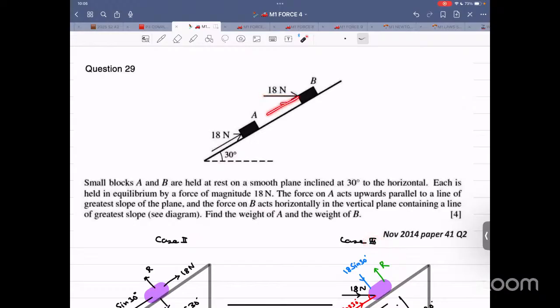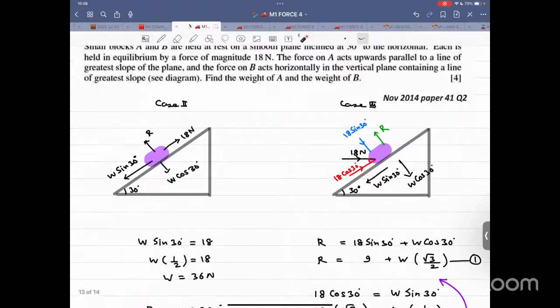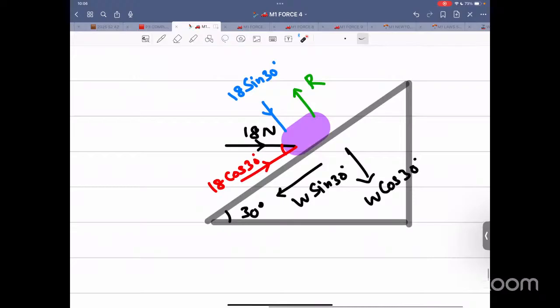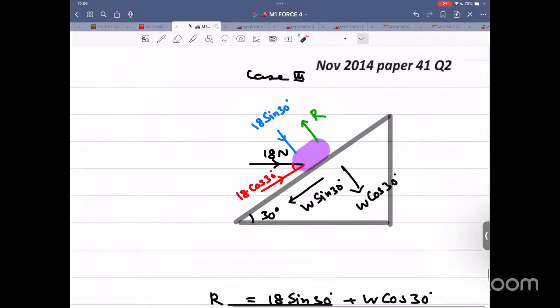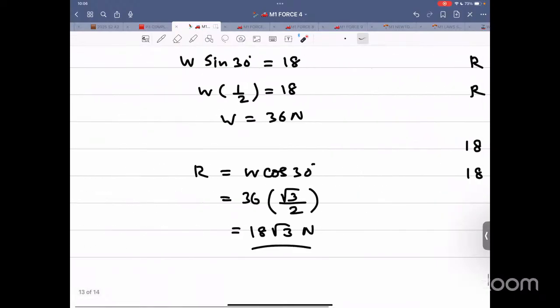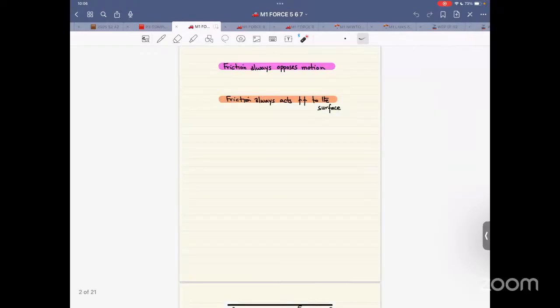So if this is 18 Newton, this should be 18 cos 30, and this is 18 sine 30, what I just told you. Now for case 2, that's the force diagram. For case 3, that's the force diagram, and you can see the equations for yourself. Just focus on this one. The purple thing is that particle. Okay, so now this thing is done.